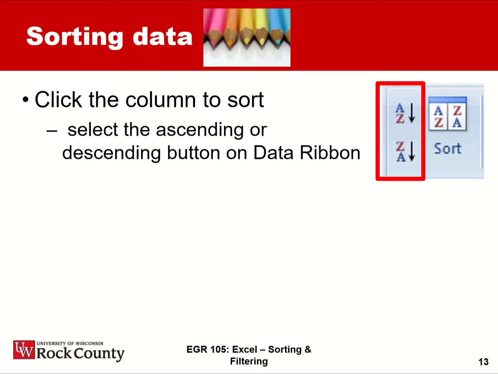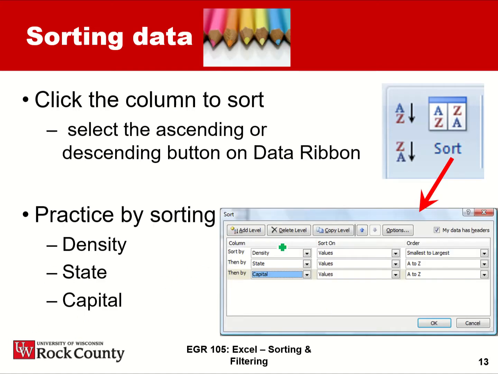So now we want to look at sorting data, right? We can click on a column to sort, and then we can select this ascending or descending tab from our ribbon, our data ribbon, right? And that'll do sort. Or we can click on this sort section here and this sort section here, and we will get this window to come up, and we can do sorting that way.